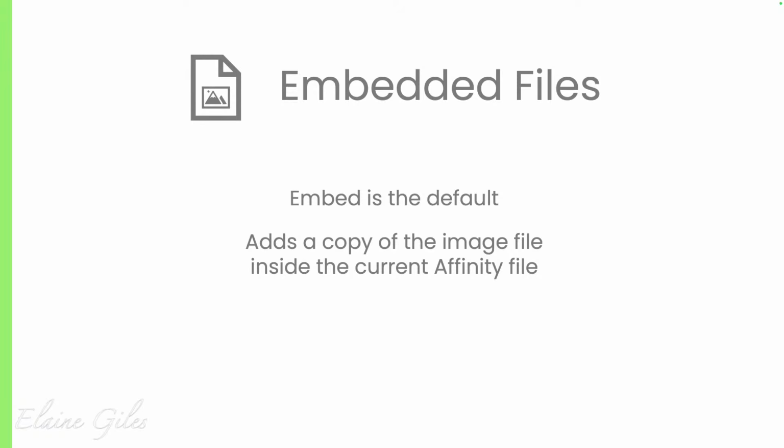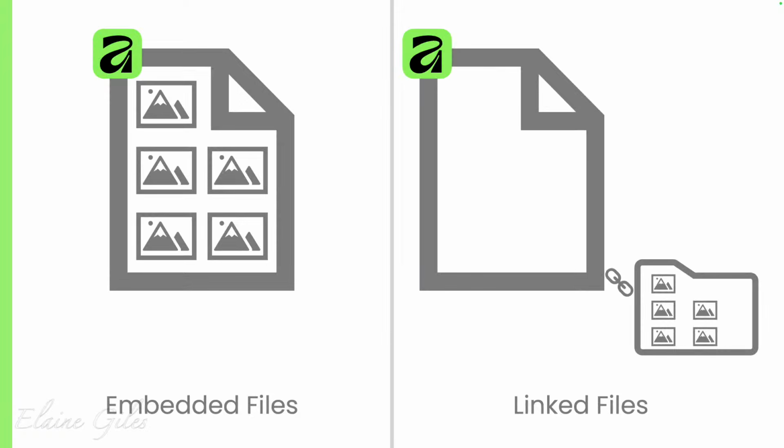What happens with that is when you add an image, it takes a copy of the image and puts it inside the current Affinity file. And what that looks like is this by comparison to linking files. So the default is embed. You drag and drop an image in, or you could insert it from the stock panel, and it embeds that file inside your Affinity file. The alternative is to link files.